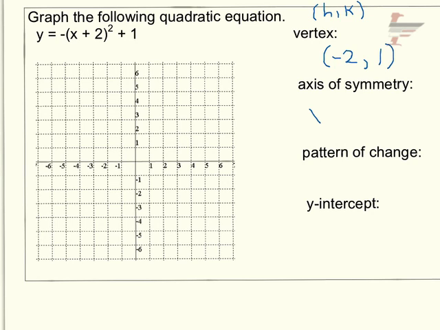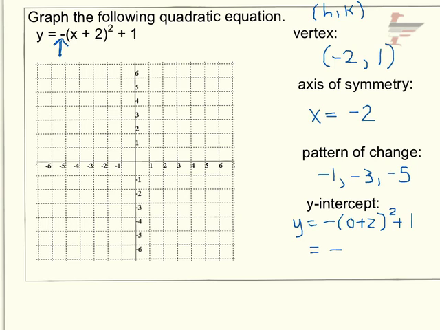And the axis of symmetry is x equals always the x-coordinate of my vertex. Pattern of change is a times 1, 3, 5, so a is negative 1. See that right there? So it's going to be negative 1, negative 3, and negative 5. And the y-intercept means plug 0 in for x, which actually takes a little bit of work.